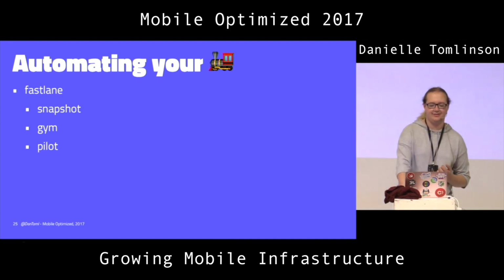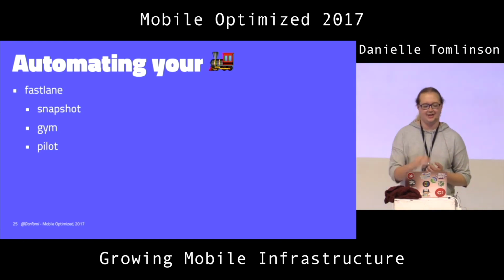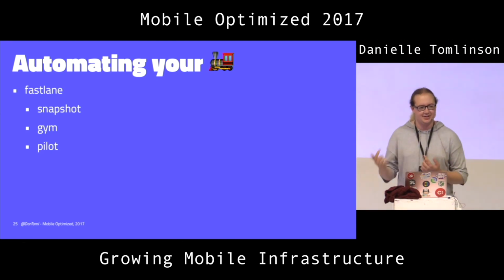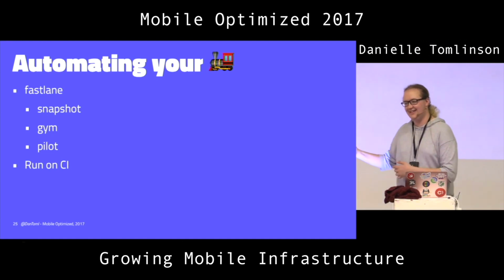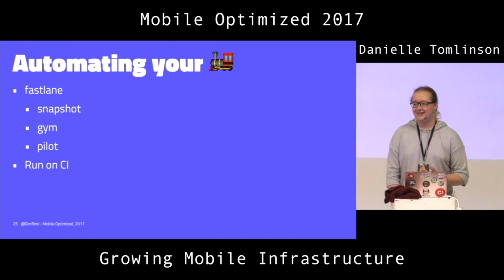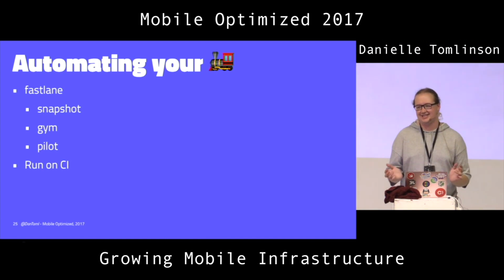So for automating your train, choo-choo, Fastlane is pretty good for this. It has a few tools. It has Snapshot, which will go and automatically take all of your localized screenshots, because that takes a really long time, especially if your app has 30 localizations and you have 5 screenshots and 2 different device sizes that you take screenshots for. There goes a week. Who has time for this? And then Gym, which will handle building your app, and then Pilot to distribute that to TestFlight or to the App Store.